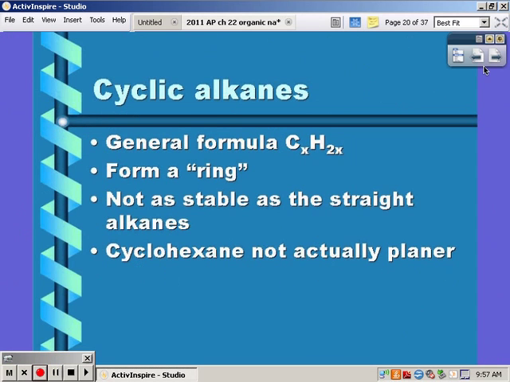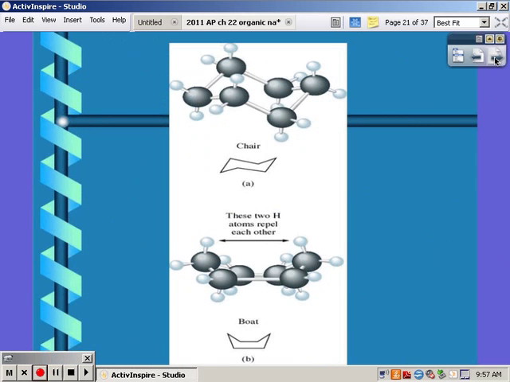A cyclic alkane has the formula CxH2x, so we have twice as many hydrogens as carbons. It forms a ring that's not as stable as the straight alkanes. Cyclohexane is not actually flat or planar. It's going to be in a chair or a boat formation. So you can draw cyclohexane just as a hexagon though.